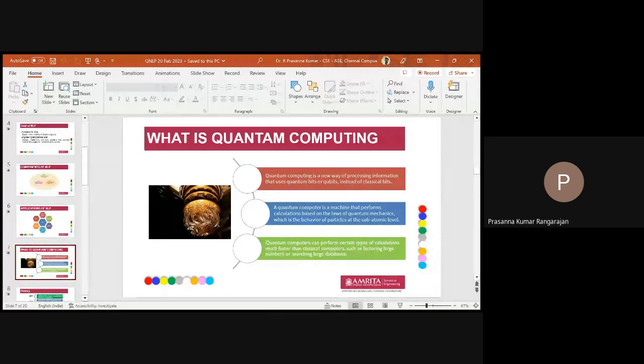Feel free, don't worry, even if you will be wrong or right. Professor, they were not introduced with quantum computing. Okay, ma'am, thank you. Yeah. Thank you.